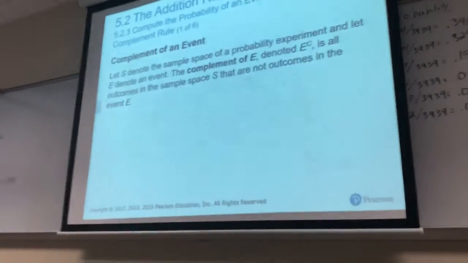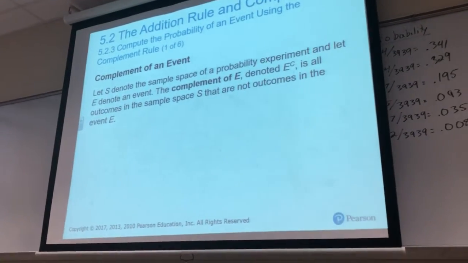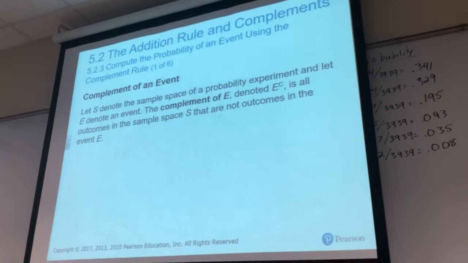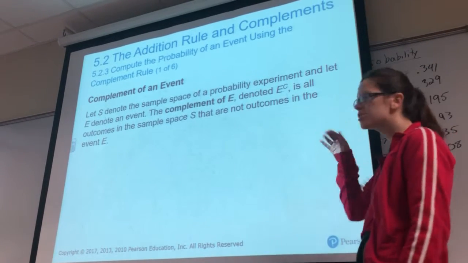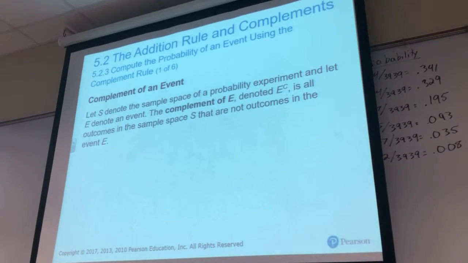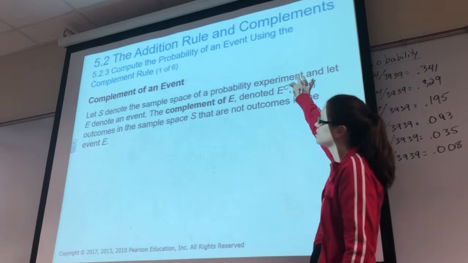Related to the addition rule is the rule of complements, and this is the one we're going to use a lot when we get to chapter 6. It's going to be very helpful. First we have to define a complement, and then we'll talk about the rule. If S is our sample space, all the possible outcomes we can have, and E is an event, then the complement of E is E with a little superscript capital C.